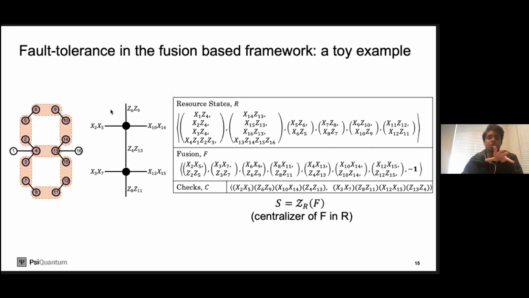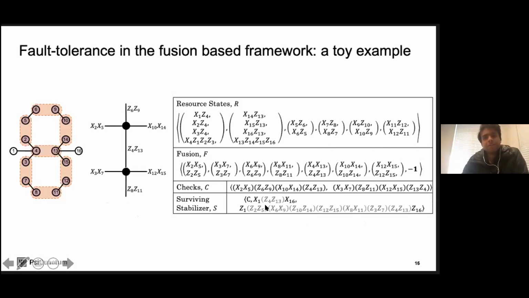Once I perform the fusions, only the resource state stabilizers that commute with F will actually survive as stabilizers of the network. Hence the surviving stabilizers are exactly the centralizer of F in R, which is what I've written up here. And when we write up the surviving stabilizers for this particular fusion network explicitly, you find that the surviving stabilizers include the checks. So we have C in the surviving stabilizers.